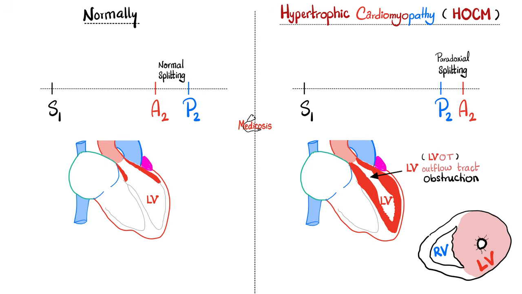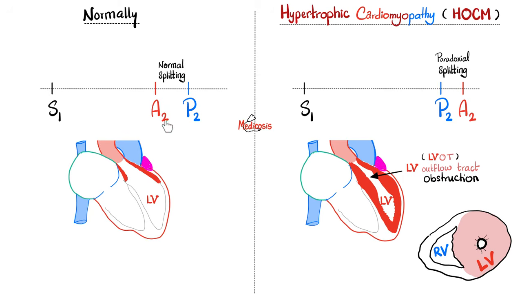Next, normal splitting of S2 heart sound. Normally we hear lub-dub, lub-dub, lub-dub. But to the experienced ear, there is lub and then d-dub. What's that? The aortic valve closes slightly before the pulmonic valve. And this is normal. This is physiology. This is called normal splitting of S2 heart sound.